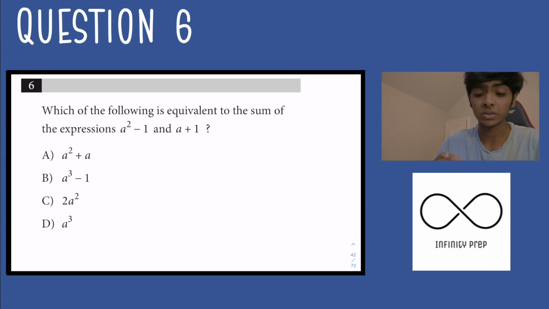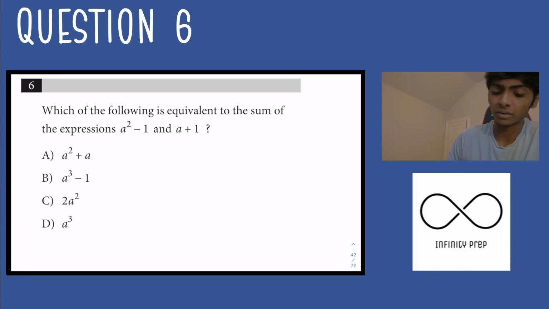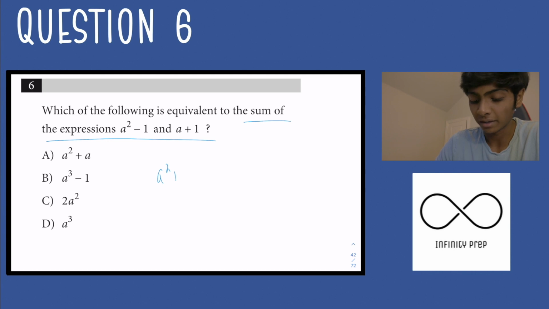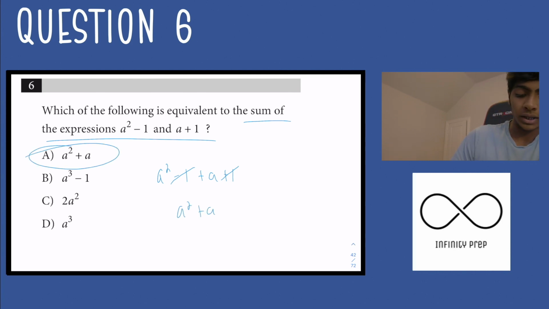Okay, now let's go on to number 6. Number 6 is asking for the sum of the expressions a squared minus 1 and a plus 1. So all we do is we just add like any other. So we get a squared minus 1 plus a plus 1. The negative 1 and 1 cancel out, and we're left with a squared plus a. Answer choice A.